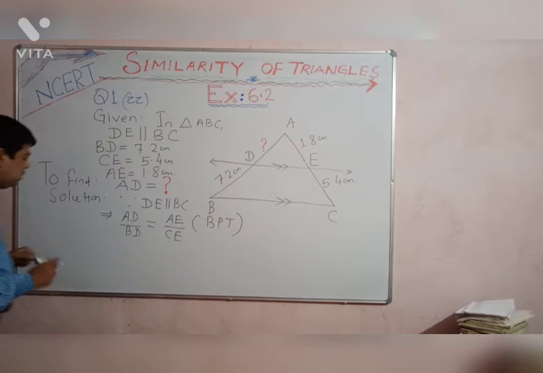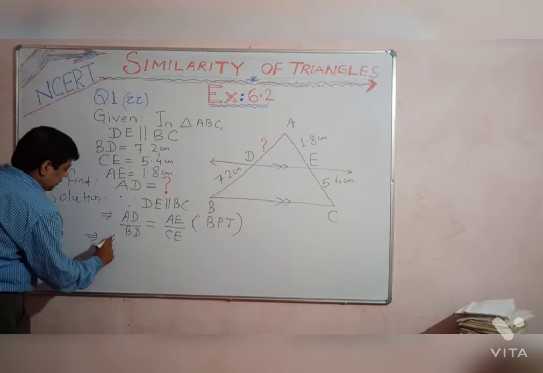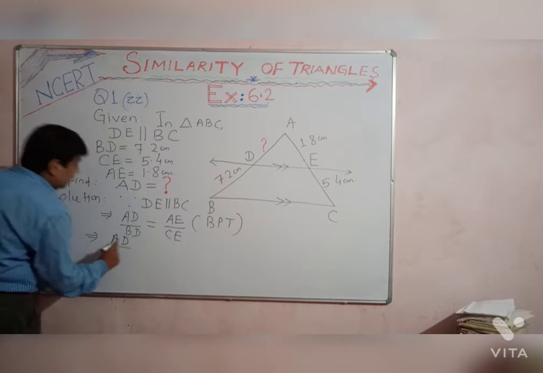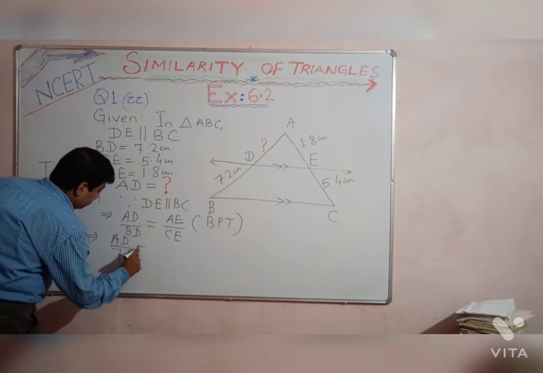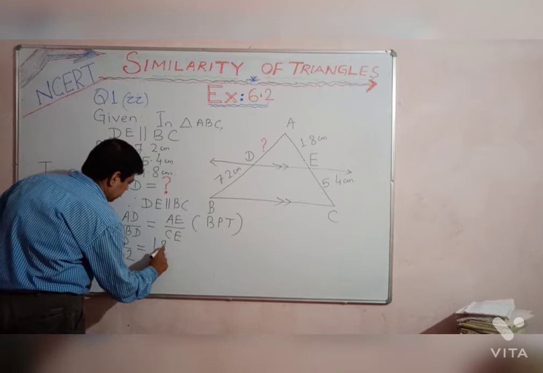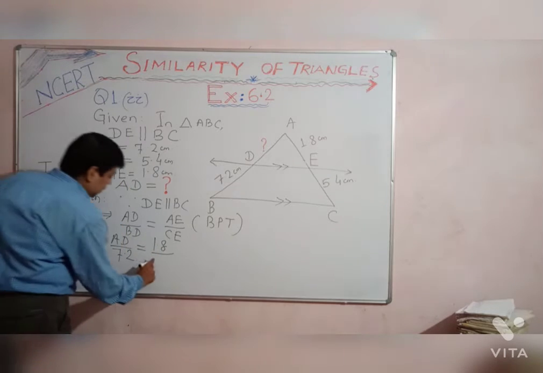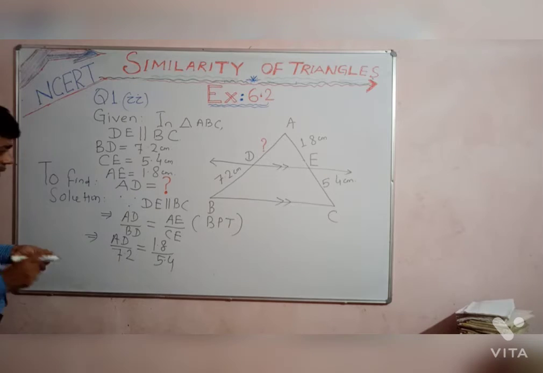Now just put the values here. AD is given, the AD value you have to find out. Here BD value is given, 7.2, is equal to AE value, which is 1.8, divided by CE value, which is 5.4. Okay, understand?